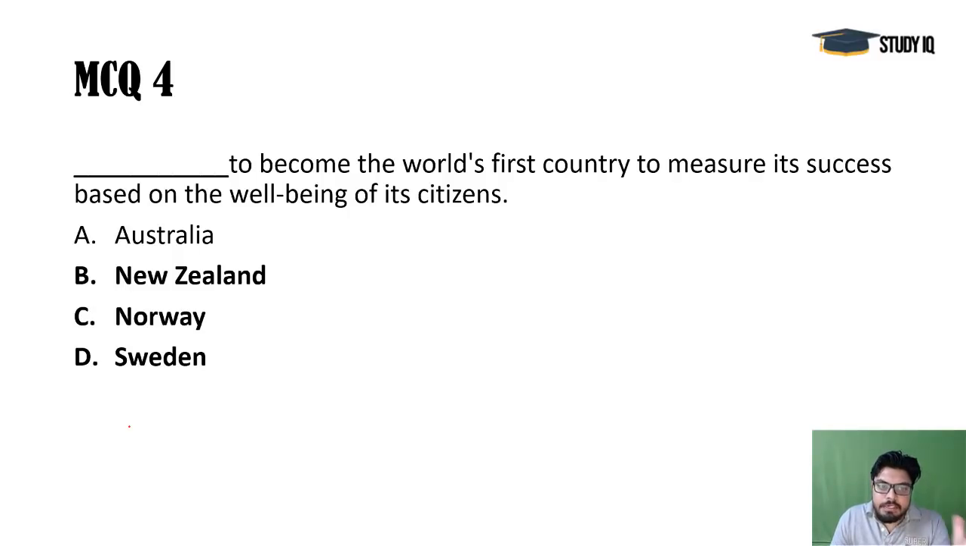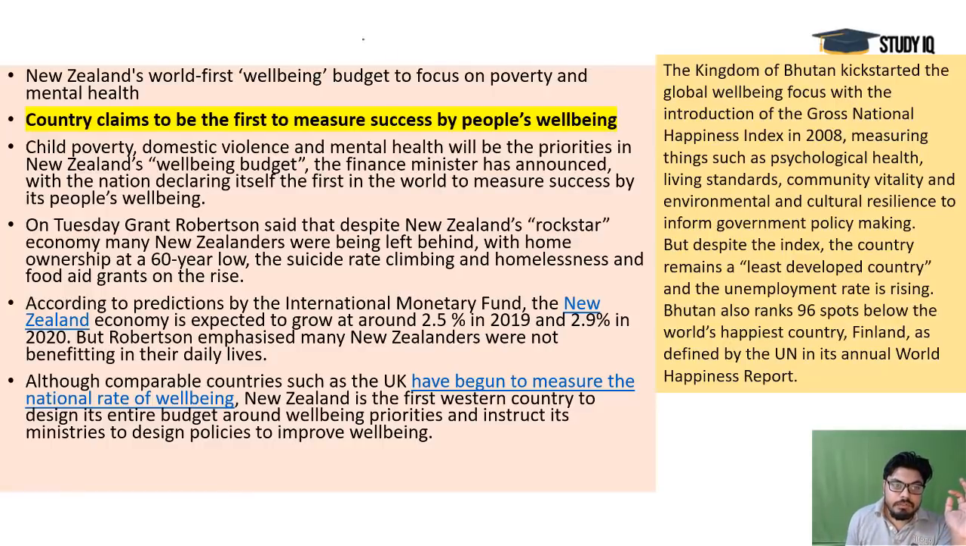Next, which country became the world's first country to measure its success based on the well-being of its citizens? It's New Zealand actually. Always these countries are on the top of all the progressive lists. New Zealand has claimed to be the world's first country because they announced a budget to focus mainly on poverty and mental health, and these are very crucial areas, and it's a very, very progressive step that should be taken by all countries. But you see, these are highly developed countries, so they can take these kinds of steps, and these are really doable things for them.